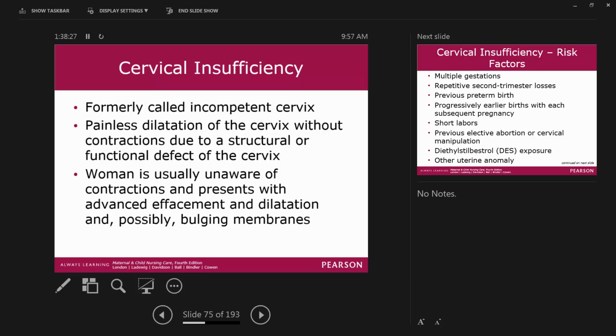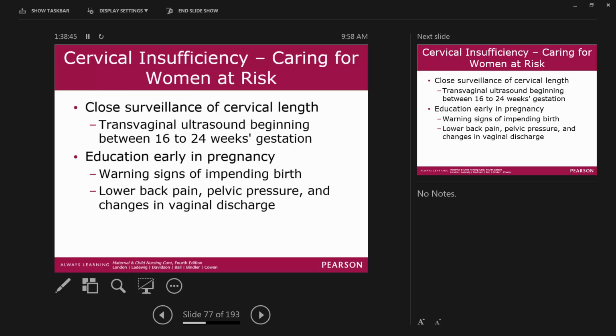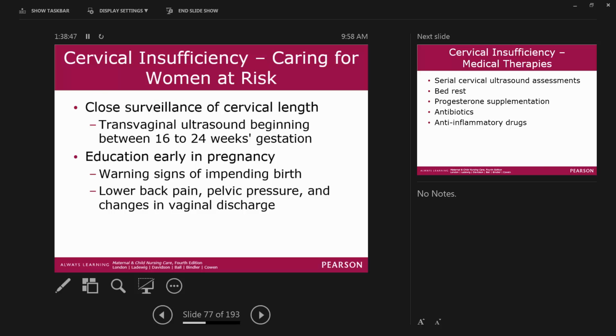So cervical insufficiency or incompetent cervix is a painless dilation of her cervix. She does not know it. She may be 16 weeks, she may be 32 weeks, she may be something really preterm, and she doesn't know, but her cervix is sitting there dilating. So here are your risk factors. You can look through those.